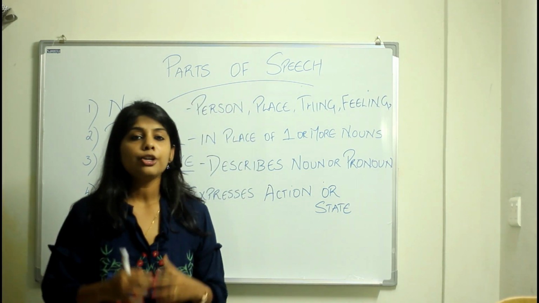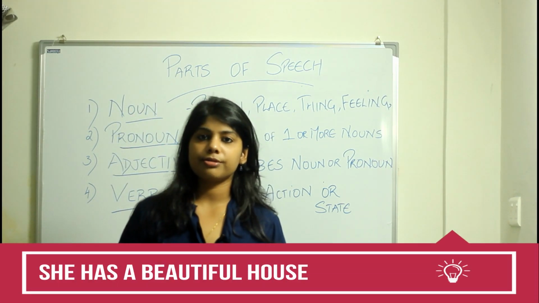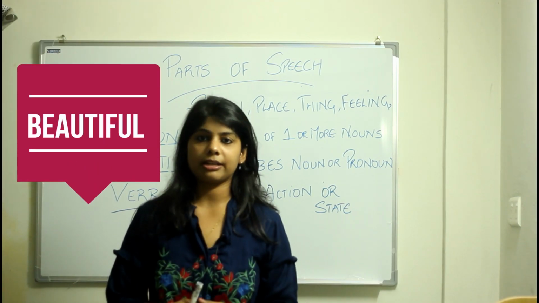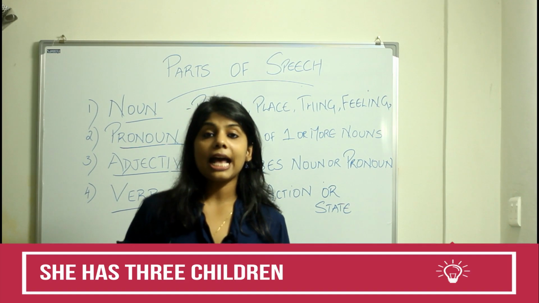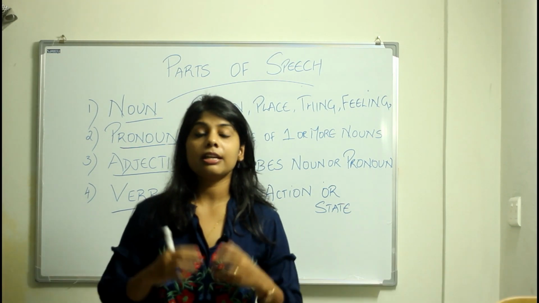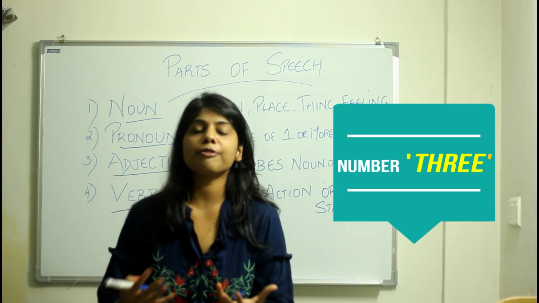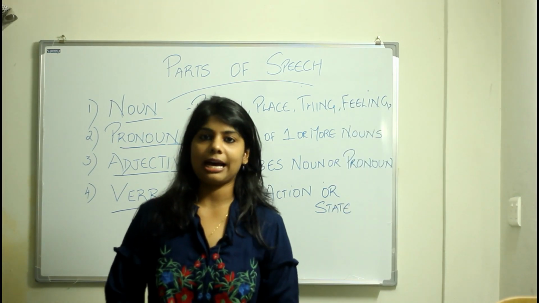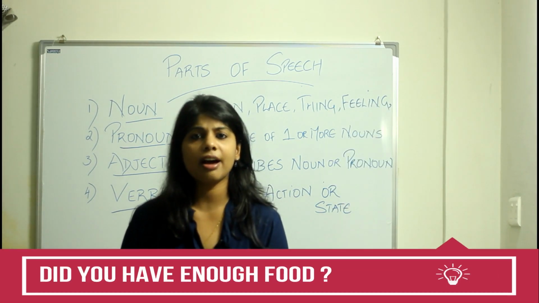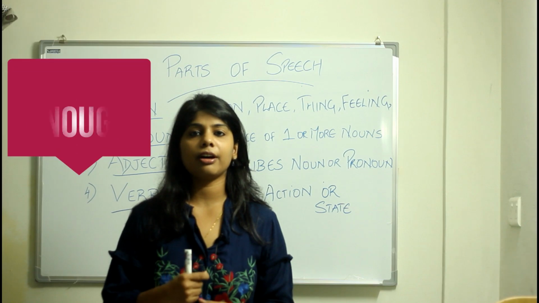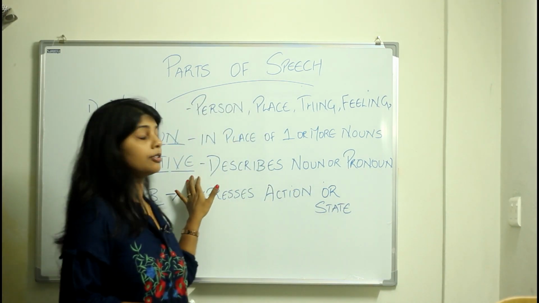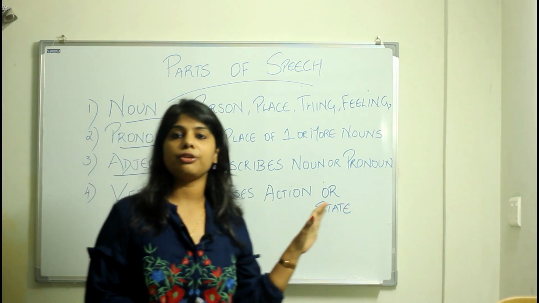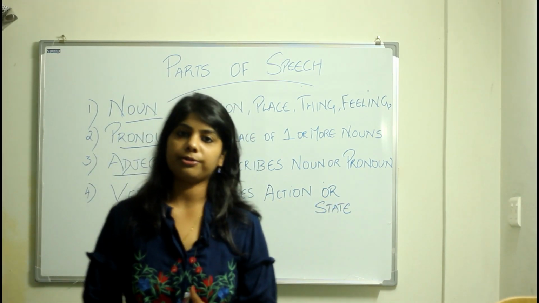For example, she has a beautiful house. Beautiful is the adjective. She has a big dog. She has 3 children. The number 3 gives you more information about the number of children that she has. Did you have enough food? Enough here represents quantity. Thus, an adjective helps you to get more information about a noun or a pronoun.